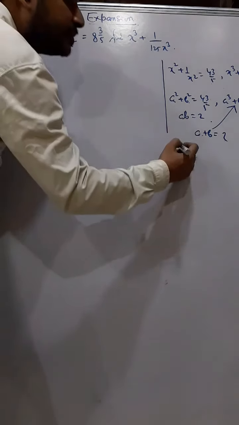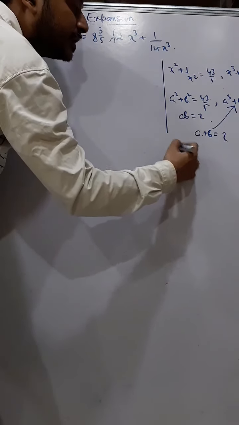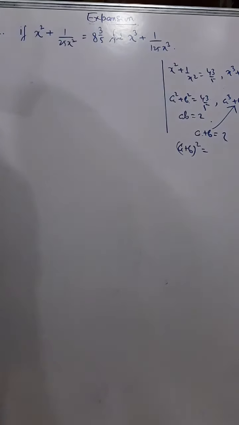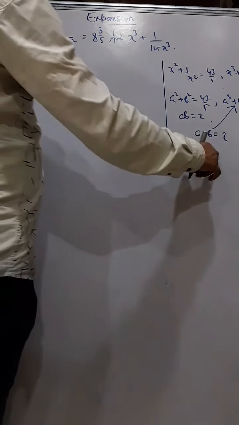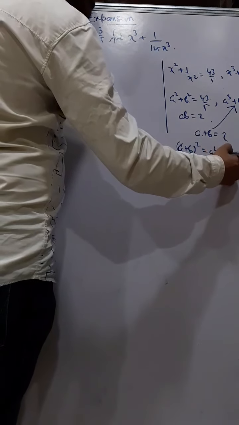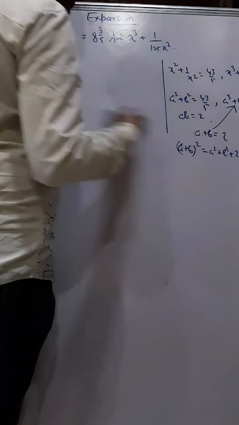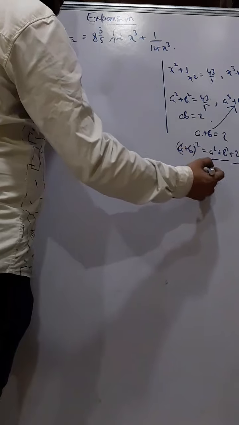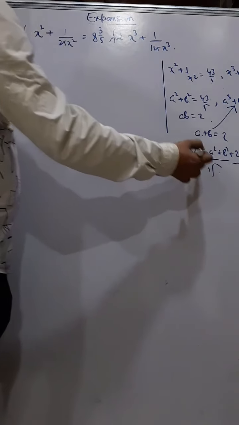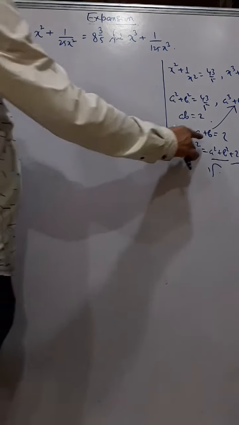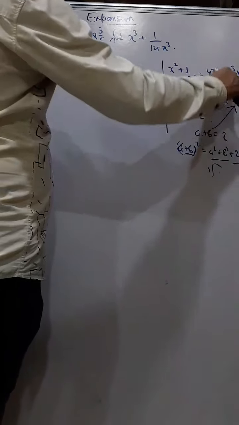And for a plus b, you have already done this, we start with a plus b whole square, and then a square plus b square plus 2ab. We have done so many sums just now. And after putting in this value, we get a plus b as plus minus root, and we get the value of a plus b. And after getting the value of a plus b, we can do cubing both sides to get this. So that's the concept you have to understand.